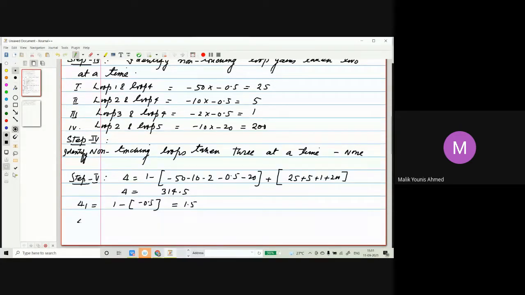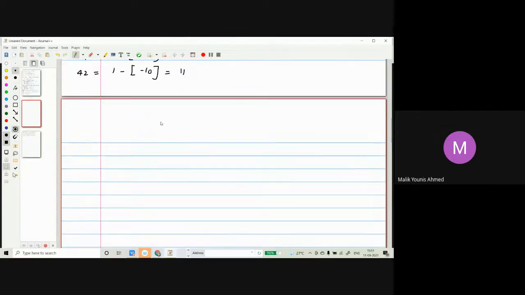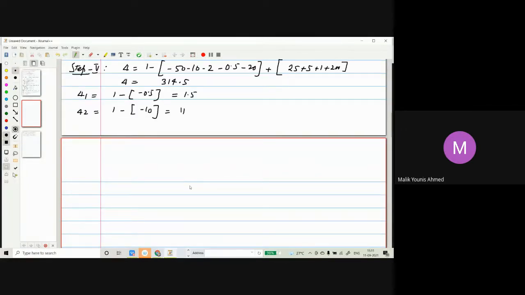So delta 2 in this case will be 1 minus minus of 10. That will be 11. Okay. Now we will use the Mason's gain formula, T1 delta 1, and so on.